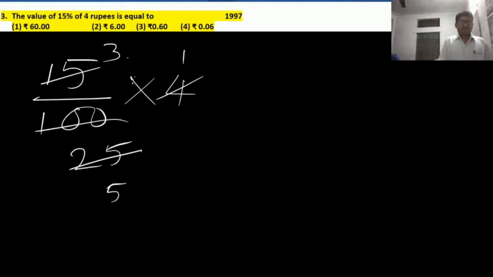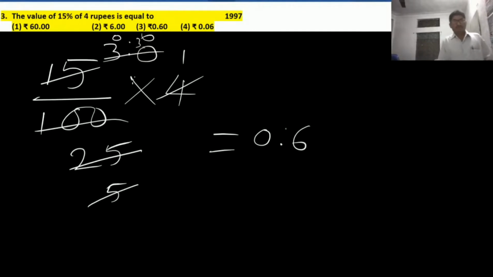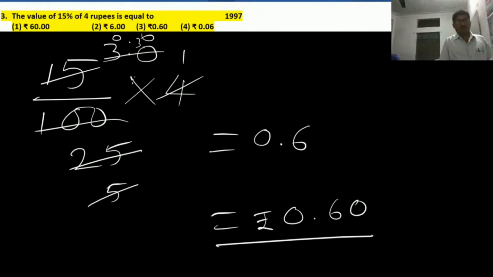To divide this by 3, we keep 0. 5 ones are 5, 5 zeros are 3 remainder 5 6s are. So 0.6. 0.6 means 0.60 rupees. So this is the answer, option 3.